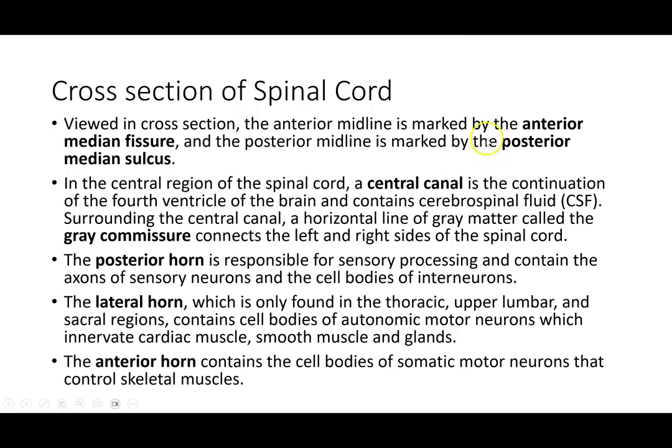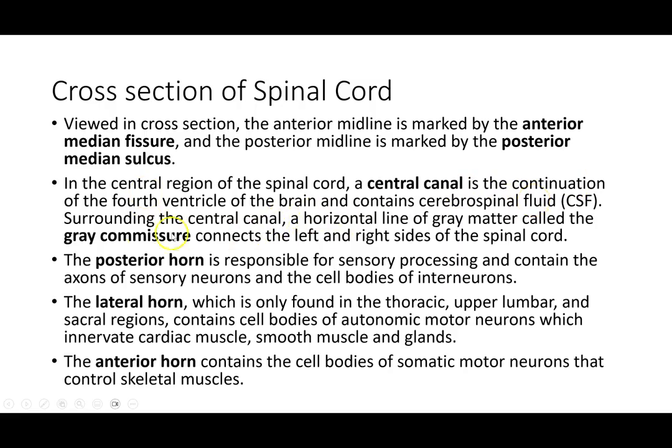So we've got the anterior median fissure and then the posterior median sulcus that are going to be located again on the anterior and posterior sides, and then the axons come out near each of those regions, or structures rather. So those nerve roots. More in the central, we have that central canal. That is that continuation of the fourth ventricle of the brain. It's going to have cerebrospinal fluid in it.